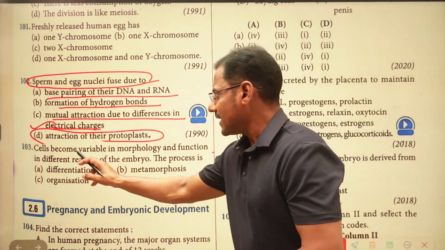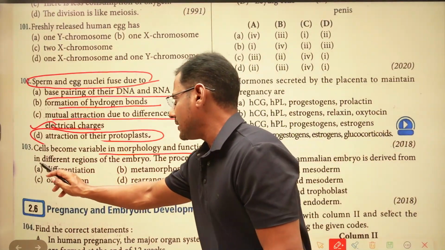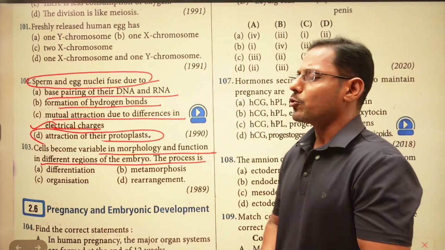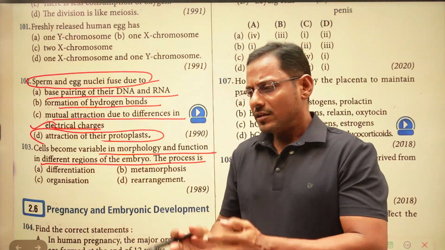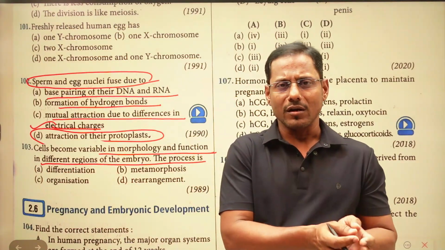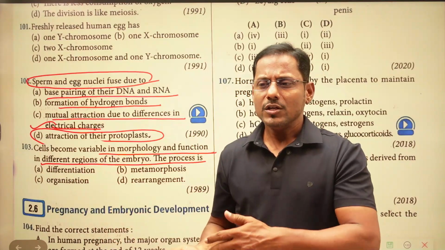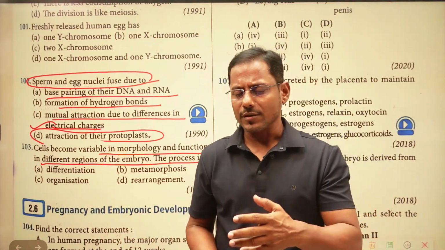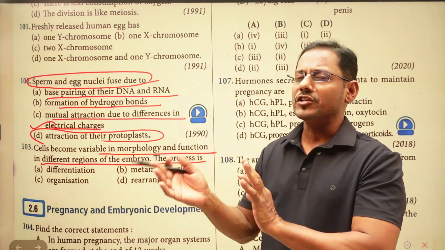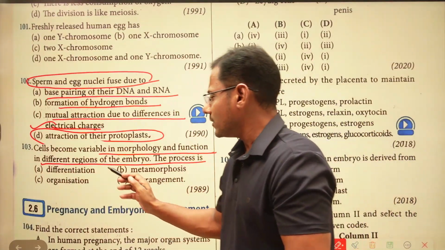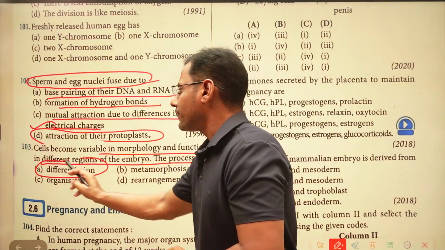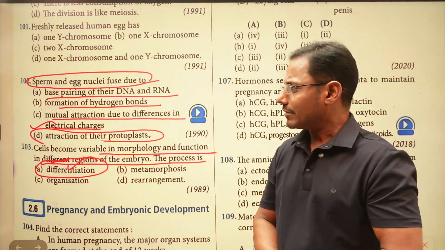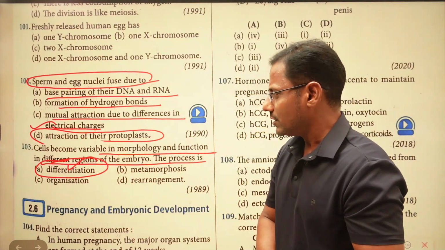Check the last one. Cells become variable in morphology and function in different regions of the embryo. The process called, we know that a set of cells becomes one organ, so they conduct some kinds of functions. So they are differentiated. This particular phenomenon is known as differentiation. Differentiation is the right answer here. Right, this is the third question.